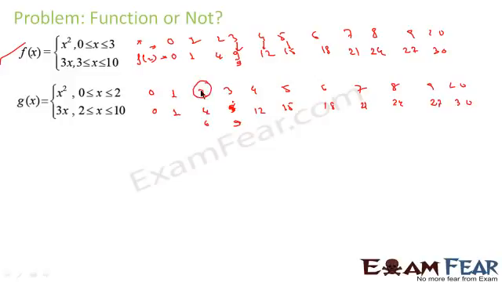So we see that for a given input 2, there are two outputs, 4 and 6. So this is not a function, but the first one is a function. So what we have done is we found all the values of x and y, and we found that in the first case for every input there is only one output, but for the second case g(x), for input 2 there are two outputs. So g(x) is not a function.